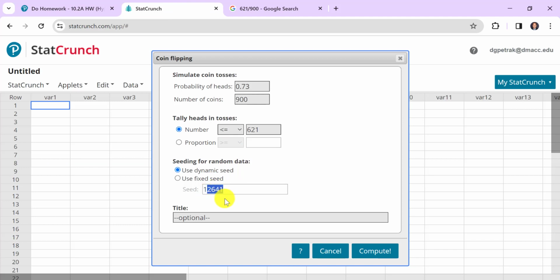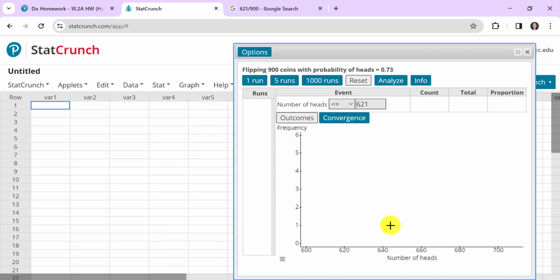1, 1, 2, 9. So we can make sure. Let's see. 1, 1, 3, 2, 9. There we go. And so we get confused. So we've set up our situation here.